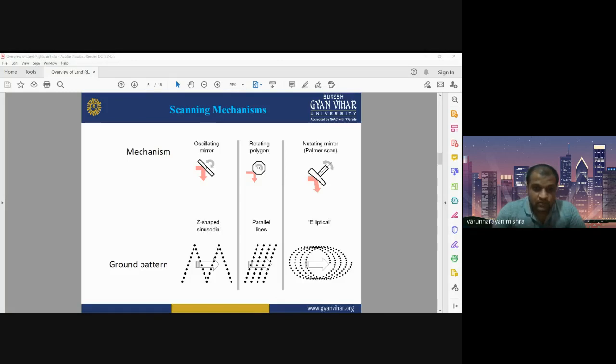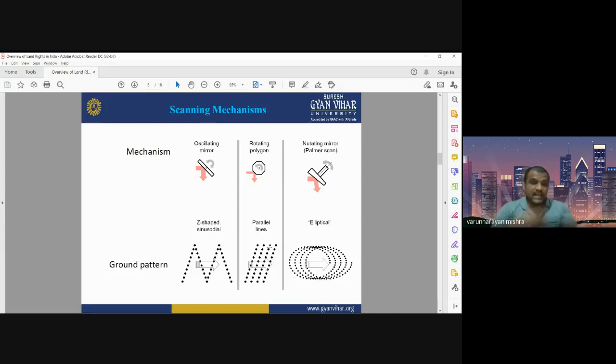Okay, so depending on the type of mirror whatever we use for the laser scanner, we may have different types of ground pattern. So generally we use an oscillating mirror and rotating polygon. So when you see the data acquired by the lidar system, it is totally in the shape of the ground pattern whatever you are observing here in the figure. Okay, in this figure it may have jet shape, it may have parallel lines, or it may have elliptical shape.